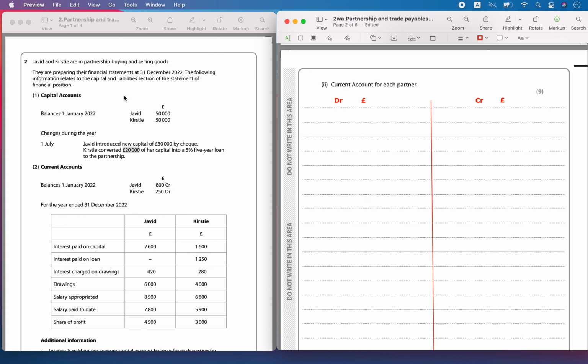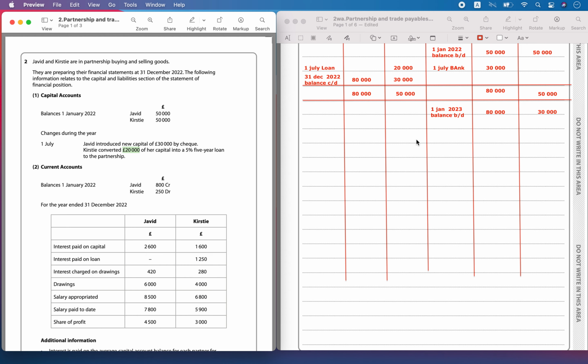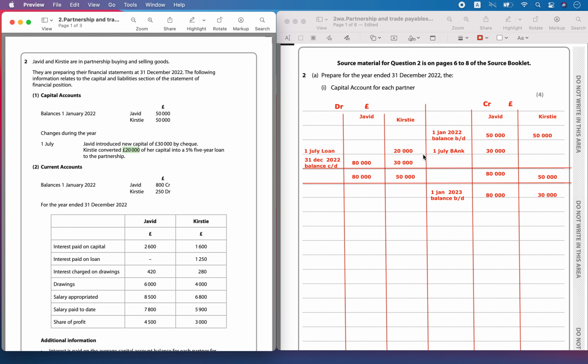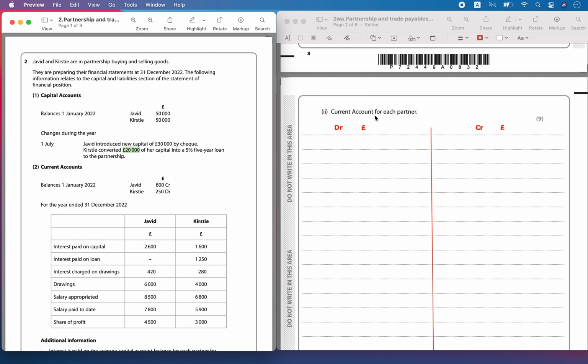Hello, this is the January 2023 paper, question number 2, part 2. Prepare the current account for each partner. So there were Javid and Kirstie. Earlier we had prepared the capital account. Now we are supposed to prepare the current account for each partner.